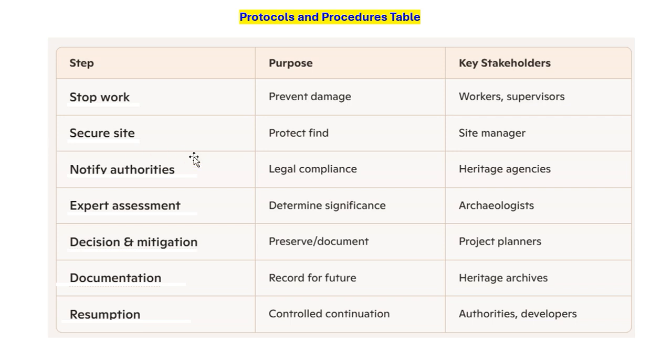In this slide, we have the protocols and procedures table. This is the same thing we studied in our previous slide: who is responsible, what the purpose is, what the steps are, and who the key stakeholders engaged are. For example, the steps are stop work, secure site, notify authorities, expert assessment, decision and mitigation, documentation, and finally the resumption of work.